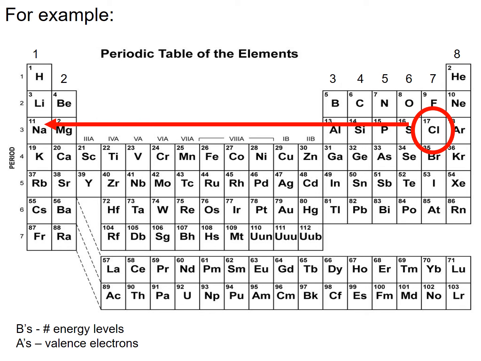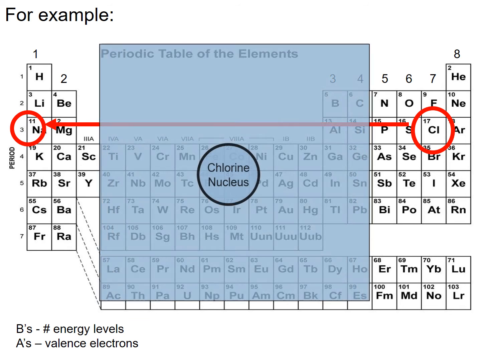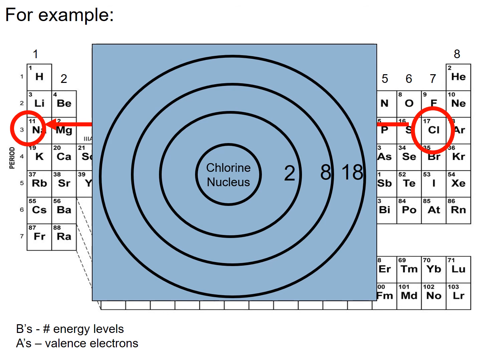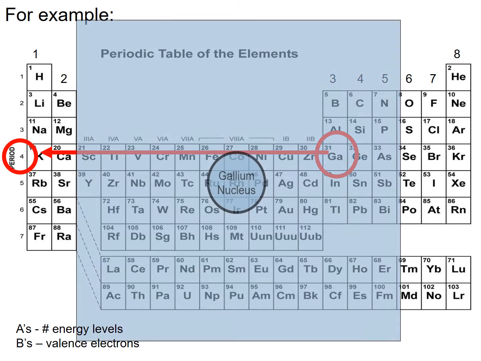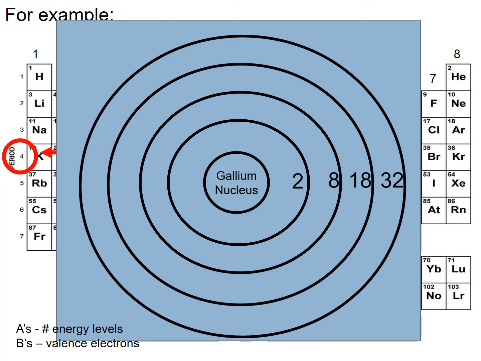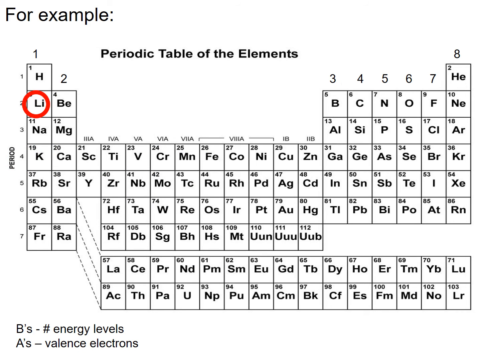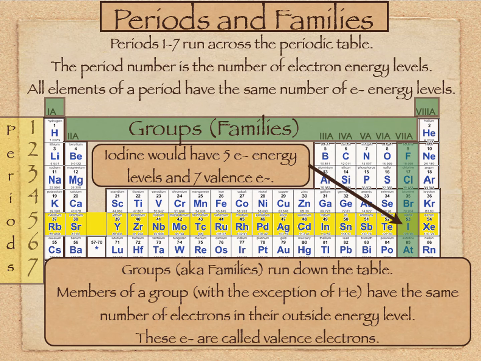Chlorine is in the third row, so it has 3 energy levels. It can hold up to 18 in that third energy level. Gallium is in the fourth, so again, you have 4 rings: 2, 8, 18, 32. Lithium is in the second row, so it has 2 energy levels. Tellurium is in the 5th row, so it has 5 energy levels. Neon has 2 energy levels.